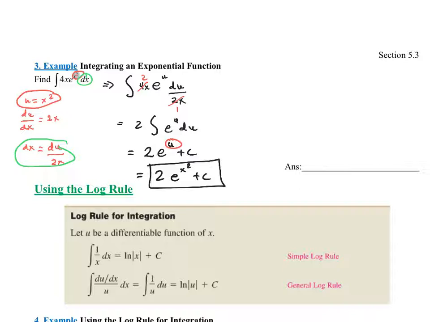We want to check our answer to make sure that's right. The derivative of 2e to the x squared would be 2e to the x squared times the derivative of the exponent using the chain rule, which would be another 2x. So 2 times 2x gives us the 4x. So we would have 4x e to the x squared. So that is the correct answer.